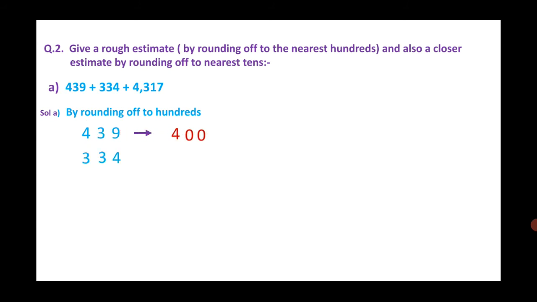Next is 334. In the 100th place I have 3, and to the right of it I have again 3, and 3 is smaller than 5. So we will not add anything to 3. My number will become 3, and the rest of the digits will turn to 0. So it is rounded off to 300.